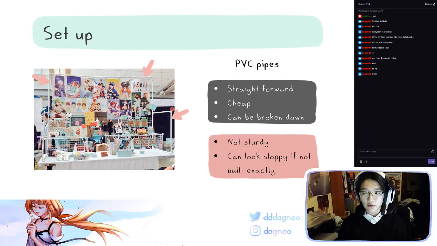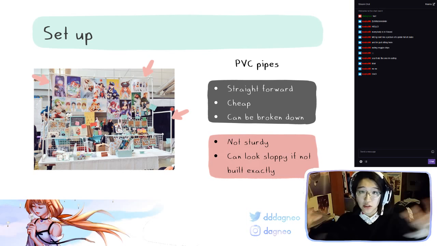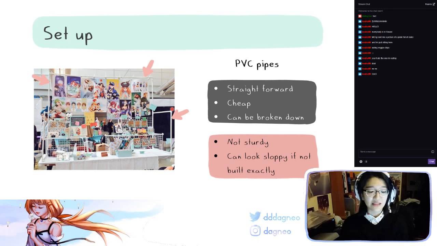So you kind of have to make sure that you can engineer it to be structurally sound. And if you Google PVC setup at conventions, there's a lot of examples that you can follow. So I really recommend you guys do that if you do decide to go with PVC pipes. If you don't build it the right way, depending on how the weight is distributed on that PVC pipe, it could very easily fall over.